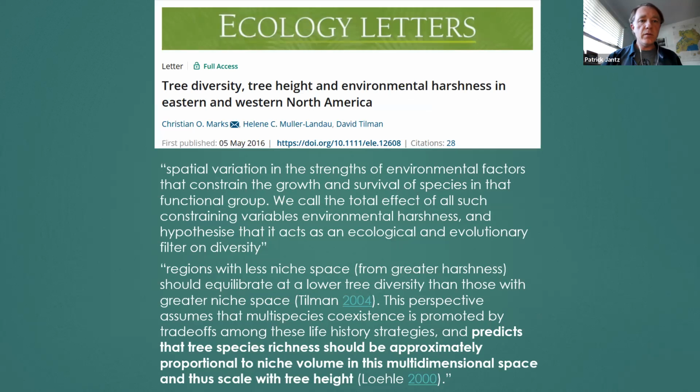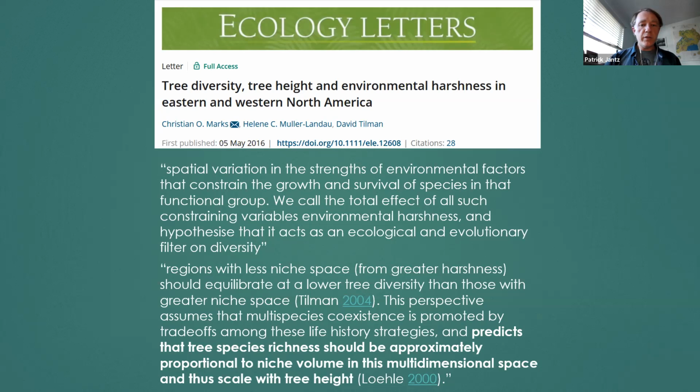One thing we were interested in was tree diversity specifically. And there's a paper out in 2016 by Marx et al. that invoked this idea of environmental harshness as something that constrains the suite of species that can exist in a certain place. But the basic idea is that tree height is an integrative indicator of environmental harshness. So it has echoes of the site index, I think, that's used in forestry sometimes. But basically, the idea is that regions with less niche space, i.e. that are more harsh, should have lower tree diversity, and those with greater niche space and therefore greater niche volume should have higher species richness.